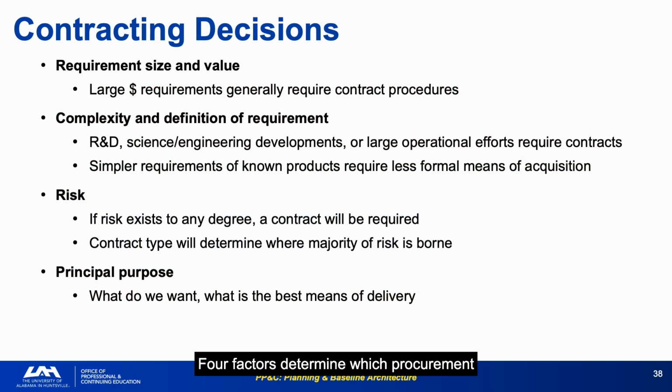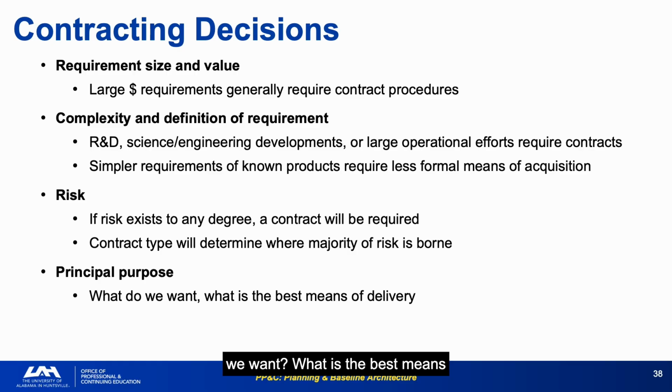4 factors determine which procurement vehicle is appropriate: requirement size and value, complexity and definition, risk level and distribution, and principal purpose. If risk exists to any degree, a contract will be required. Contract type will determine where the majority of risk is borne. This is the most important procurement design decision PP&C analysts influence. The wrong contract type puts risk on the party least able to manage it.